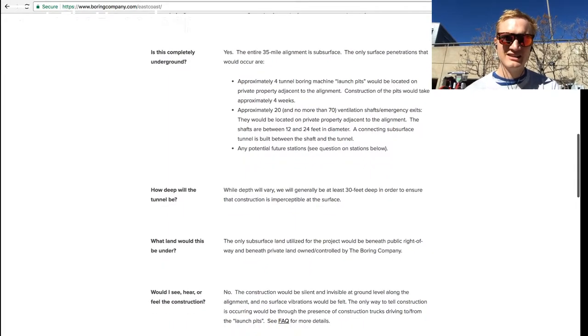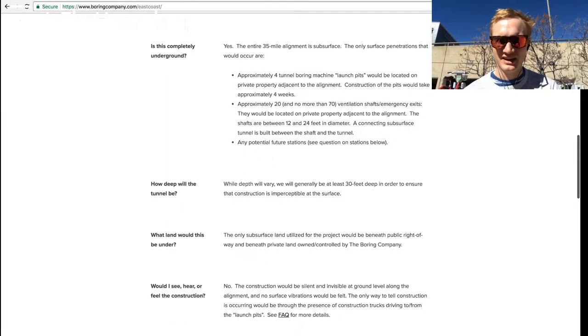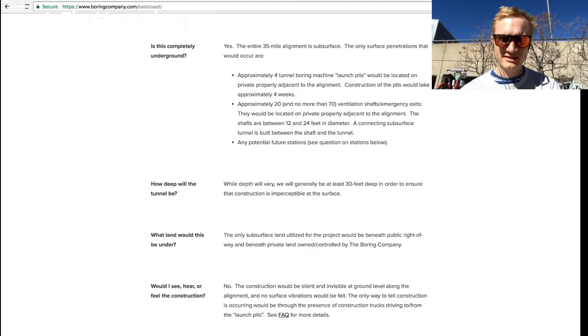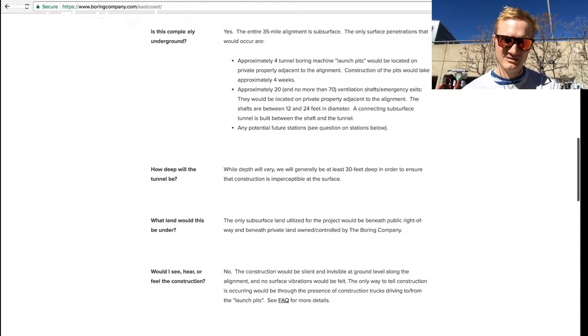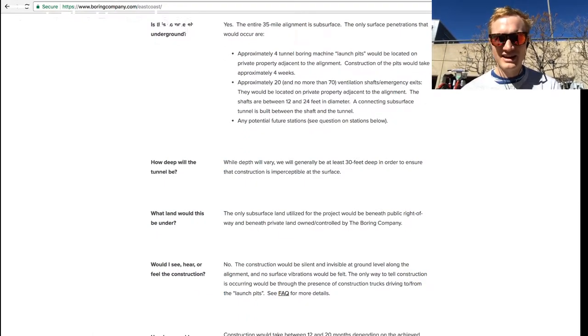It'll be entirely underground, with 4 tunnel boring machine launch pits, and I don't know if that would be 2 going one way and 2 coming the other way, and then they meet in the center. We'll hear more about that later. And then quite a few, 20 ventilation shafts and emergency exits.